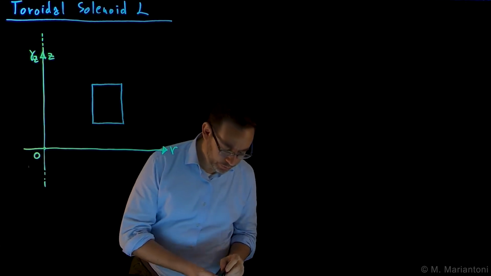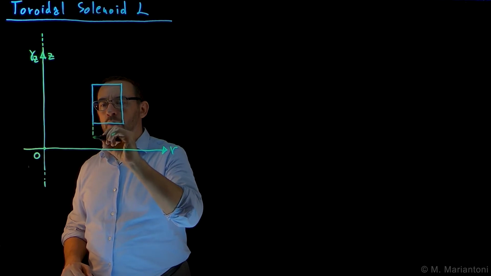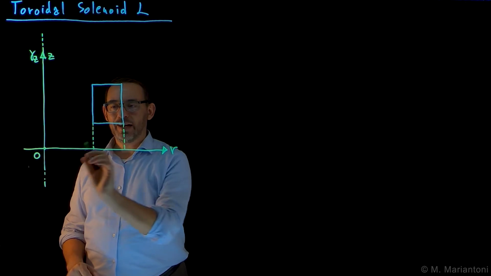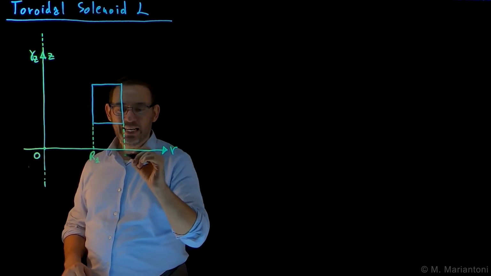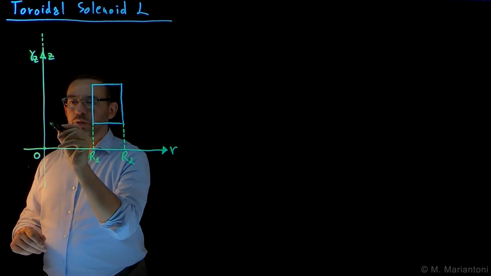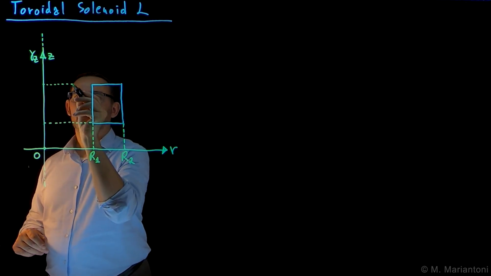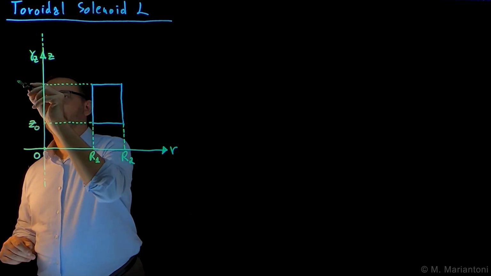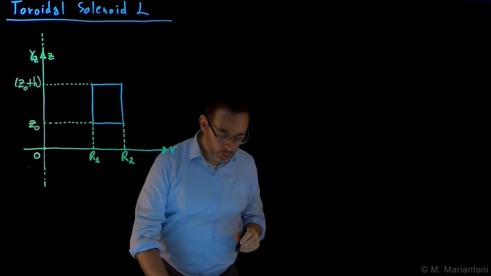Okay, so let's write down here the dimensions of this loop. Since this is R, this distance from O to this point here, we call it capital R1, which is clearly smaller than capital R2, which is here. These are these 2 points, whereas this point here and this point here, this is Z naught, a constant, and this is Z naught plus H, the height of this loop.